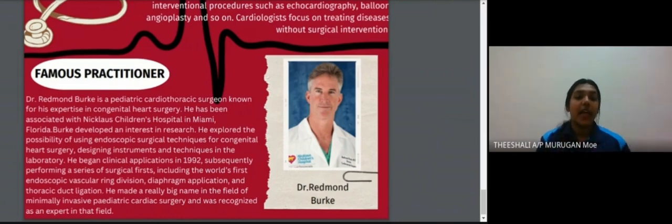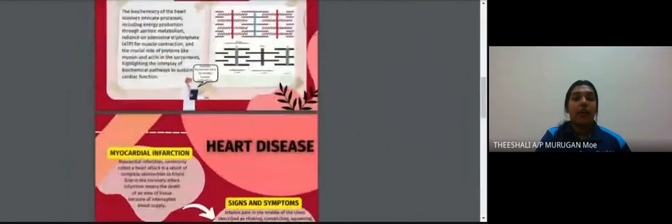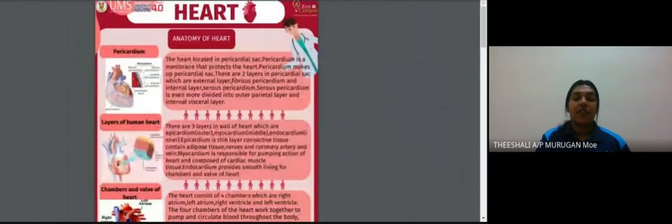He began clinical application in 1992, subsequently performing a series of surgical feats, including the world's first endoscopic vascular ring division, diaphragm application, and thoracic duct ligation. He made a really big name in the field of minimally invasive pediatric cardiac surgery and was recognized as an expert in that field. So that is all about our heart. Infographic of our heart.